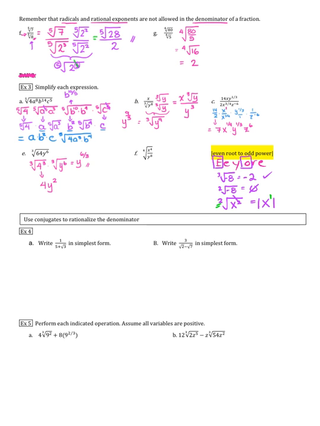So anytime you go from an even root to an odd power, you're going to put absolute values. And again, this only applies to variables. So let's look at this problem here.